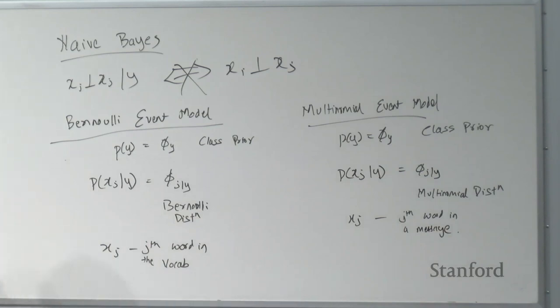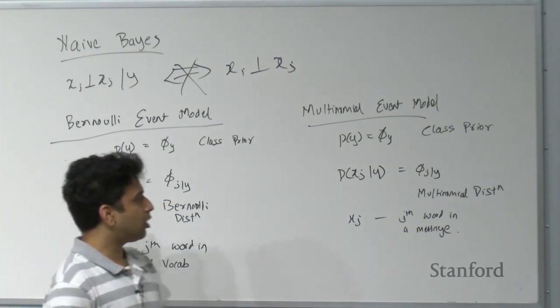Right? So in the Bernoulli event model, we care about what fraction of the messages the word occurs in versus does not occur in. We don't care how many times the word occurs in that message. Okay? We're just counting what fraction of the messages this word occurs in versus not. It may occur 10,000 times in a message, but we just count it once.